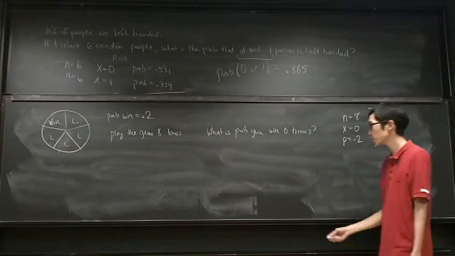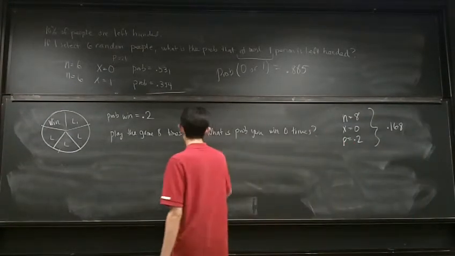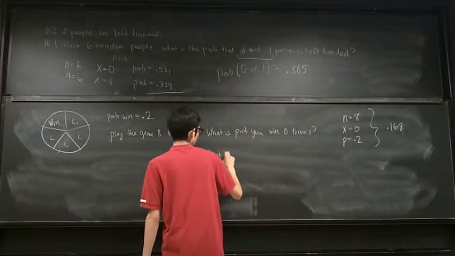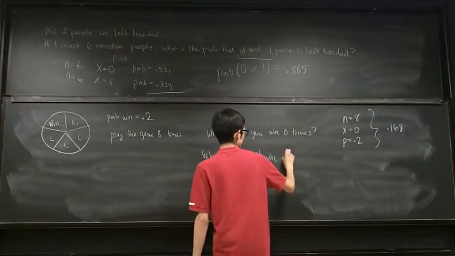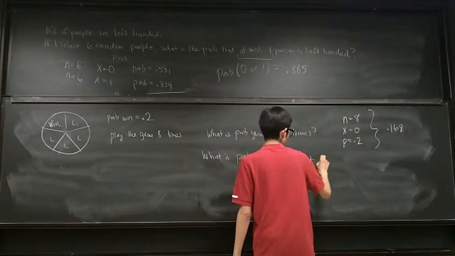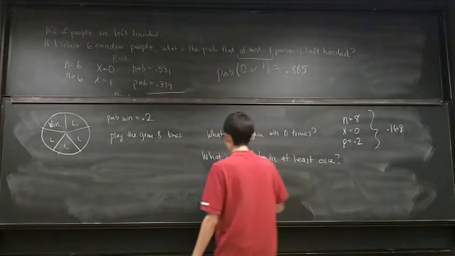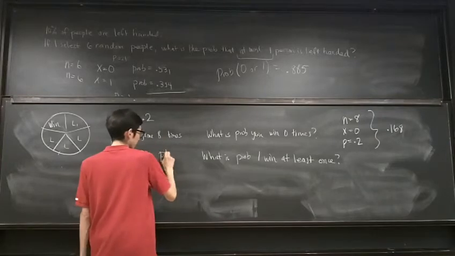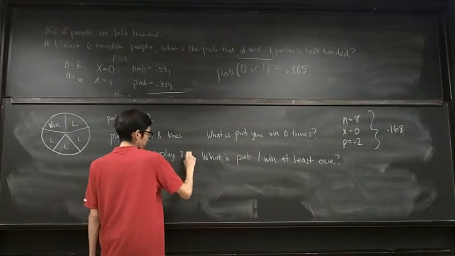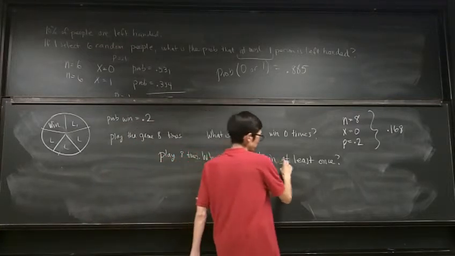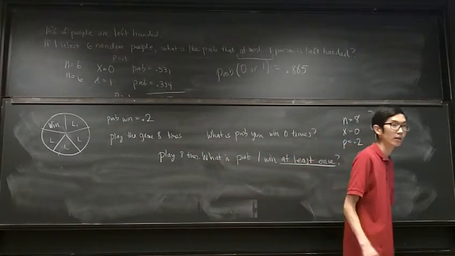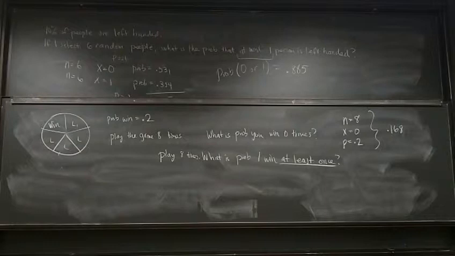What is the probability I win at least once? Again, I played 8 times. At least once. What does that mean? One or more, so 1 or more.